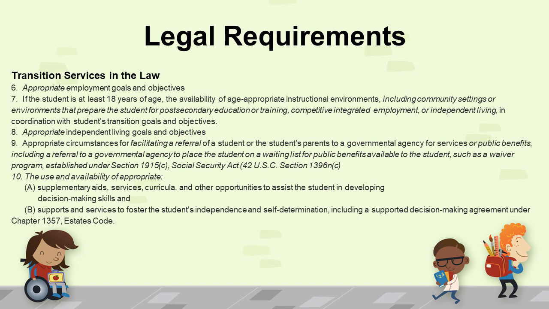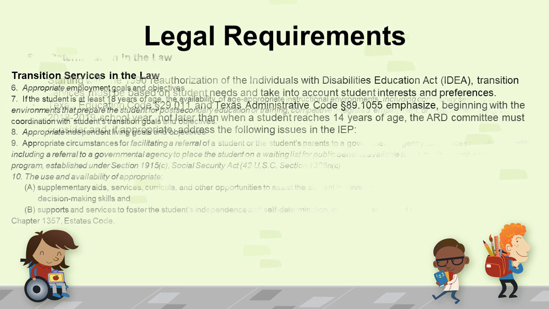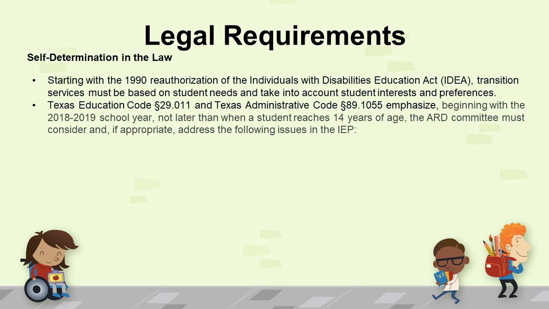opportunities to assist the student in developing decision-making skills, and B, supports and services to foster the student's independence and self-determination, including supported decision-making agreement under Chapter 1357, Estates Code. Starting with the 1990 reauthorization of the Individuals with Disabilities Education Act, IDEA, transition services must be based on student needs and take into account student interests and preferences.